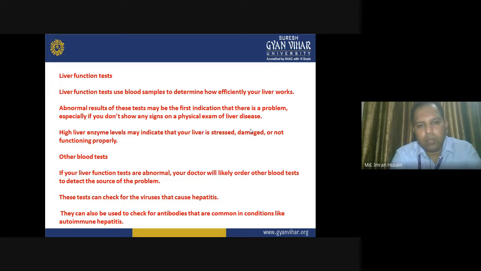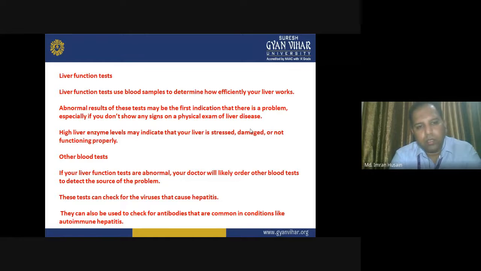High liver enzyme levels may indicate that your liver is stressed, damaged, or not functioning properly. So this may indicate that your liver is under stress, or it has been damaged, or there is some malfunction in the physiology of the liver. This is how doctors conclude the functionality test of the liver, and how they can easily determine whether your liver is functioning properly or not.